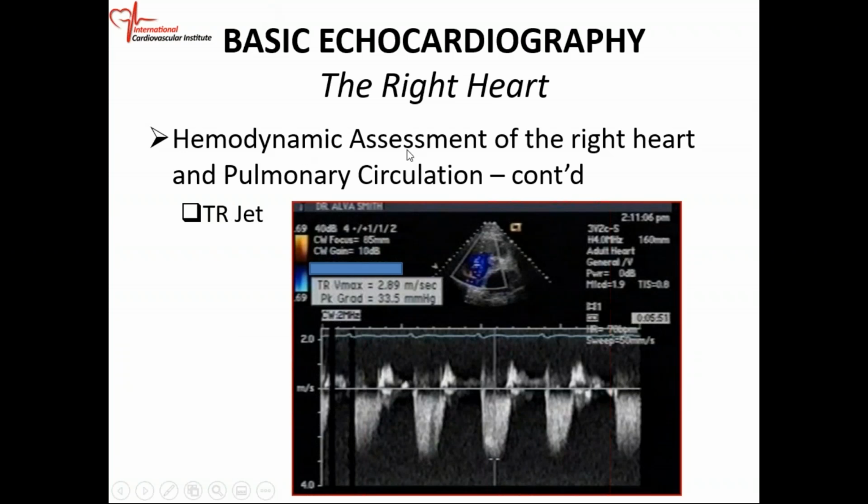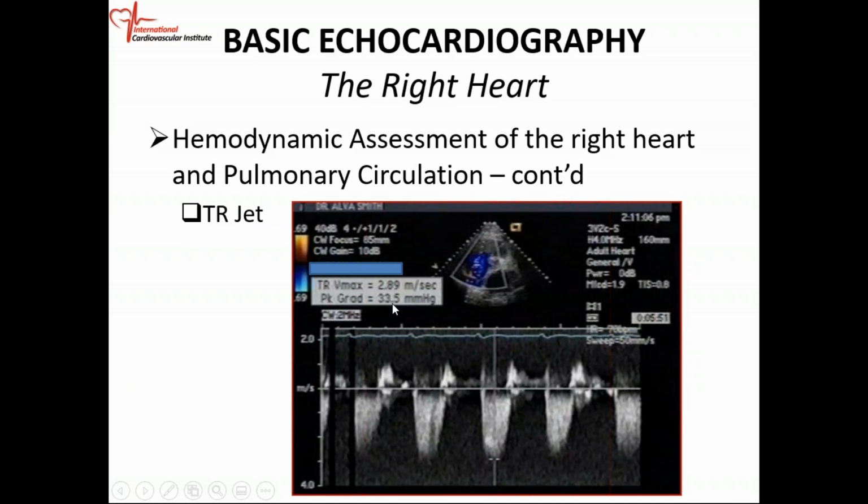Okay, so this is short axis at the level of the aorta. This is your tricuspid valve. Color indicates that there is tricuspid regurgitation. You do your CW Doppler, and you can see your velocity is 2.89 meters per second. If you square the velocity and multiply it by 4, you get the gradient. The computer does it for you, so this is the gradient.